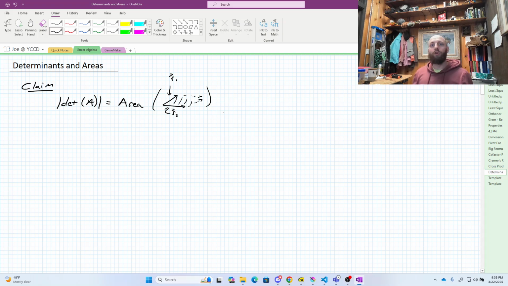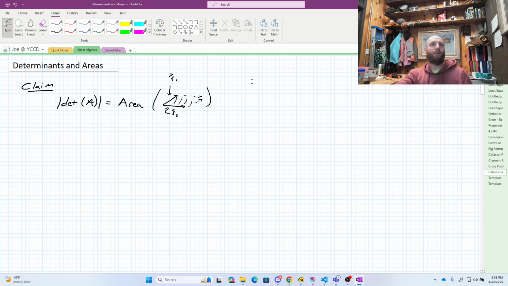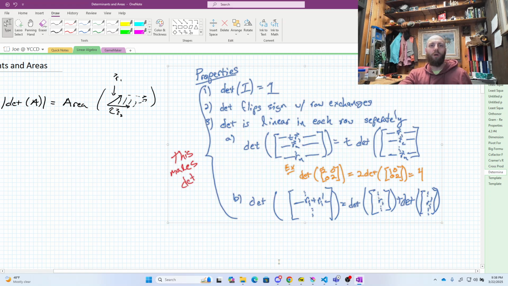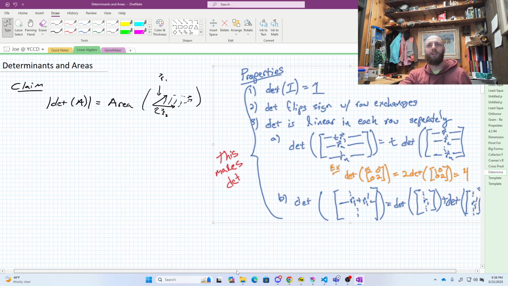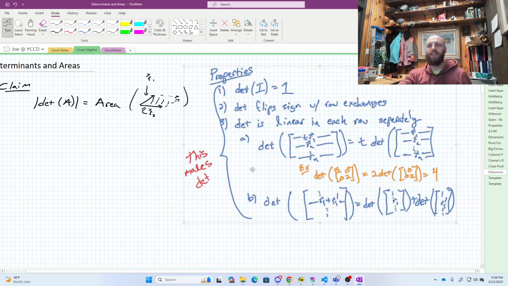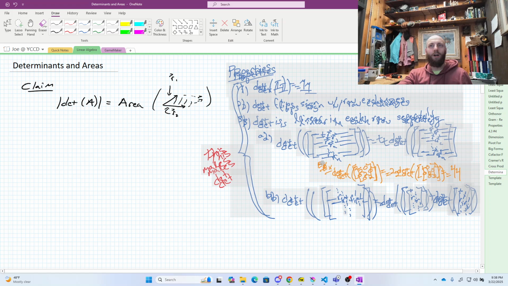So in order to prove this, I'm going to need to go back to my properties of the determinant. These are the primary properties of the determinant. These three are enough to uniquely define the determinant. So I'm going to pull a little trick. I'm actually not going to show that when I calculate the determinant of a matrix A, I just go ahead and get this area. That's actually going to be a little bit hard for me to do.